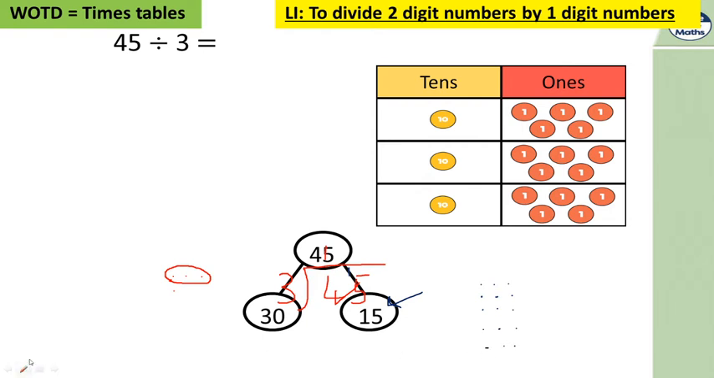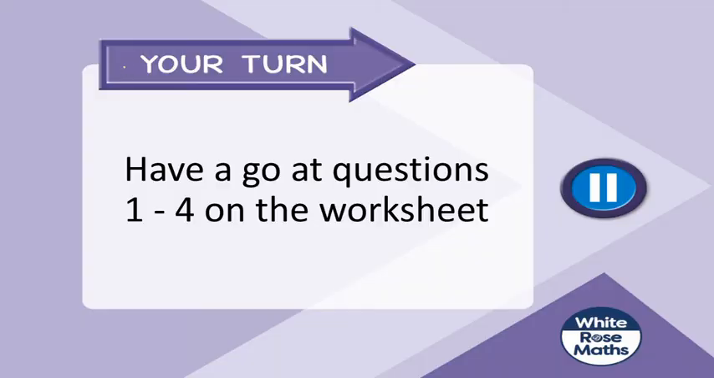So if I just use a different colour, let's use a yellow. So I've got 1 group of 3, 2, 3, 4, 5 groups of 3, so 15. So we've got 15 from using the bus stop. We've also got 15 from using our place value counters.